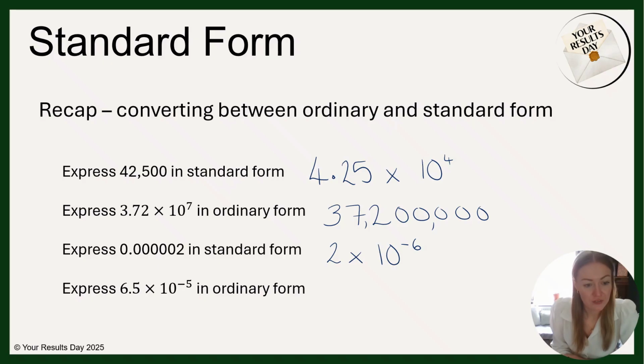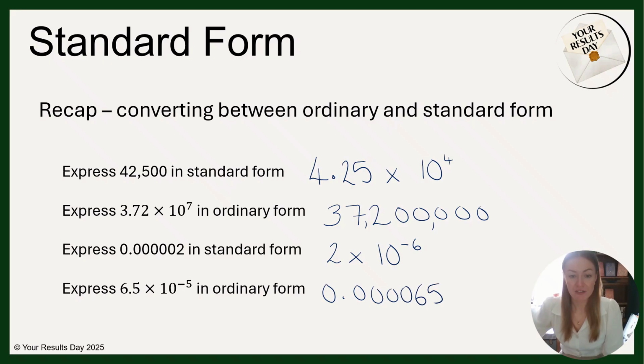And our last one, converting back to ordinary form, the negative 5 tells me there are 5 zeros at the beginning, including the one at the start, followed by my 6, 5. Check your answers for those. If you're happy and got them right, you are ready to proceed in this lesson. If not, you might want to go back and watch my previous video on standard form until you're confident with this skill.